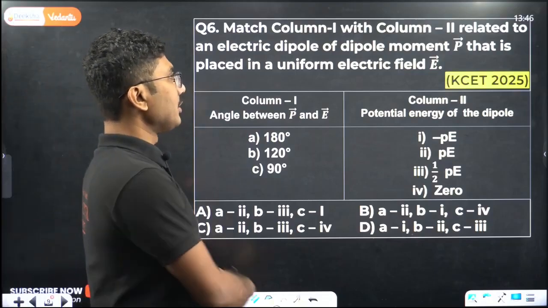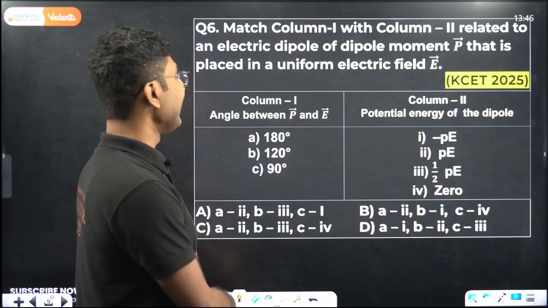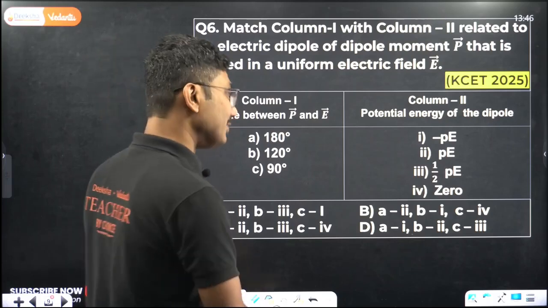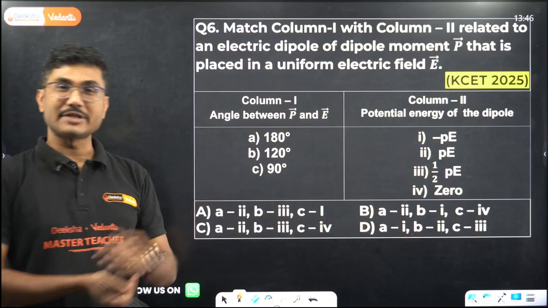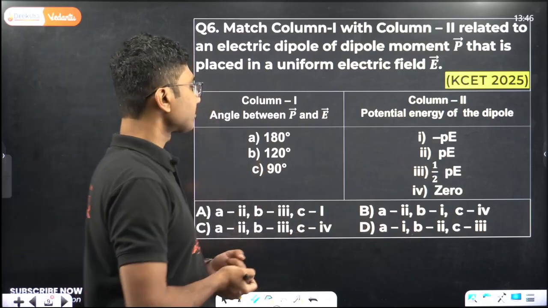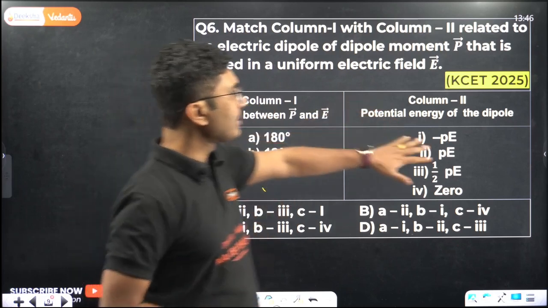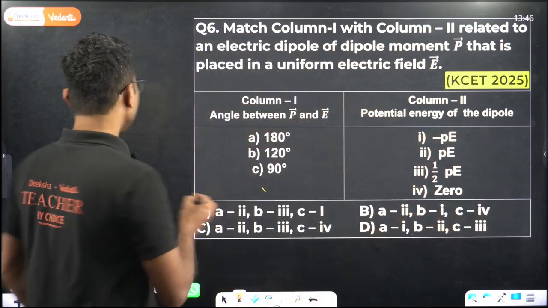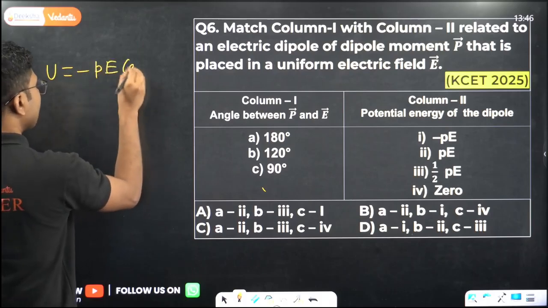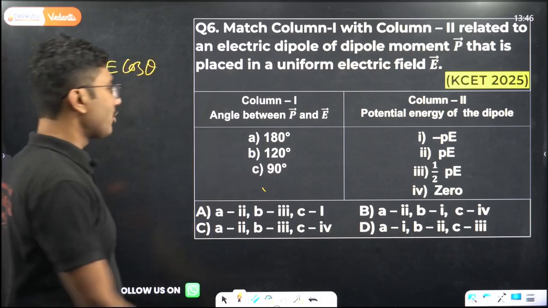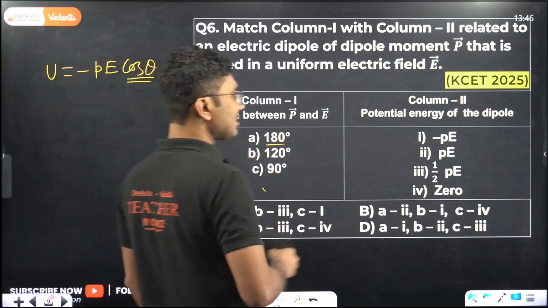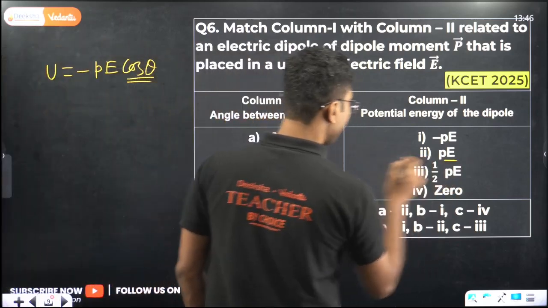Match column 1 with column 2 related to an electric dipole of dipole moment P that is placed in a uniform electric field. So this is also a super important concept. As you can see, back to back questions came from this single concept. Angles are given, and potential energy of the dipole is given. We know that potential energy of a dipole is given by minus PE cos theta. This is the formula. So for angle 180 degree, cos theta is minus 1, so potential energy will be plus PE. So plus PE is given over here.